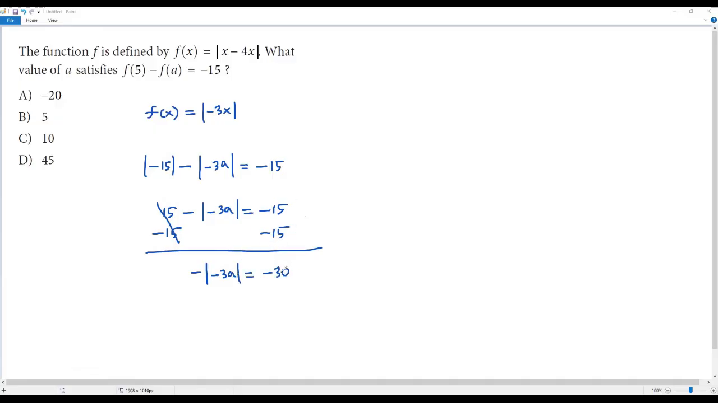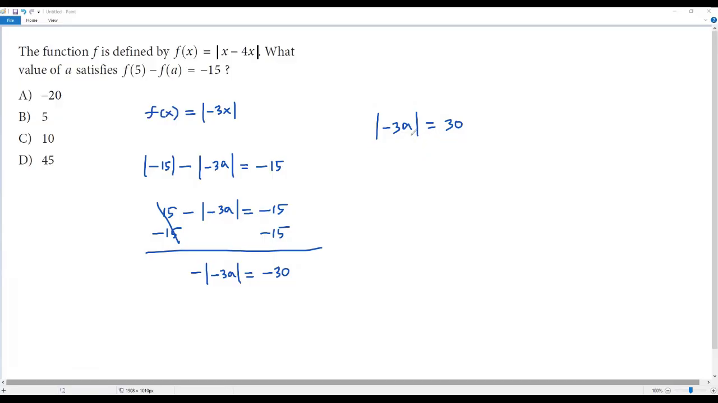negative 30. Okay, now let's multiply both sides of this equation by negative 1. When I multiply the left side by negative 1, I am getting the absolute value of negative 3a. On the right side, when I multiply by negative 1, I am getting positive 30. Here in this equation, on the left side we have an absolute value, on the right side we have a positive value. So the absolute value must be equal to either 0 or a positive value. It can never be equal to a negative value. Since this absolute value is equal to a positive value, we have a solution for this equation. That is the value of a.